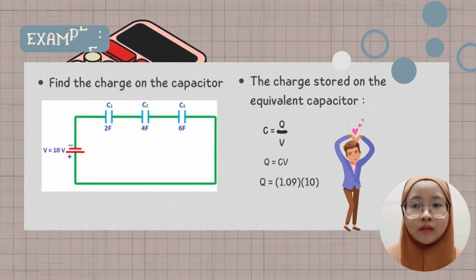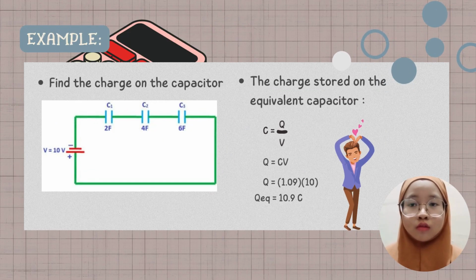So looking back at the diagram, we can easily find the charge stored on the equivalent capacitor by using the formula of C equal to Q over V. To find charge, we arrange the formula into Q equal to CV, which will result in Q equal to 1.09 times 10, and the answer will be 10.9.